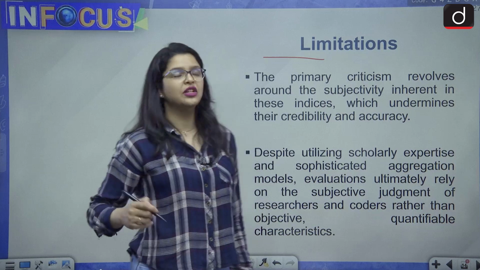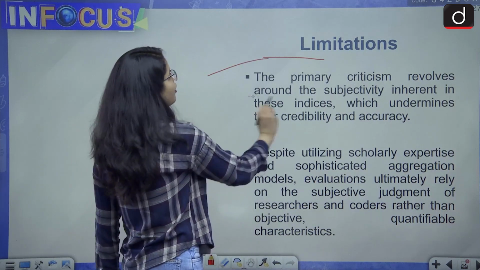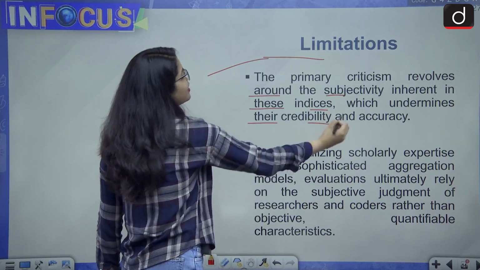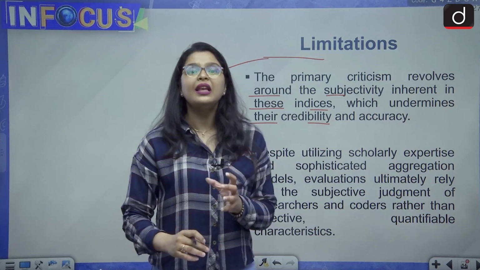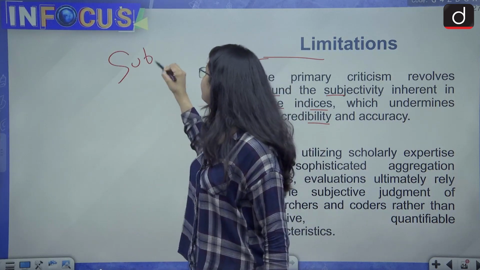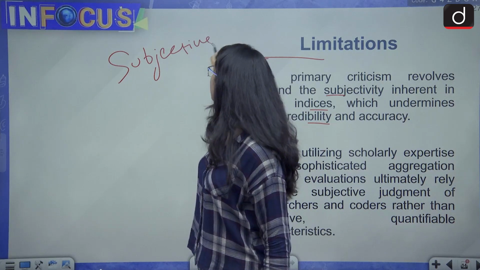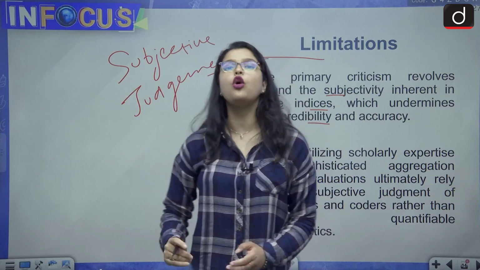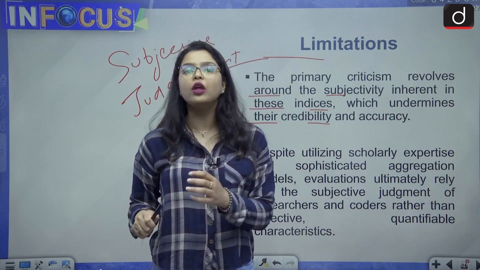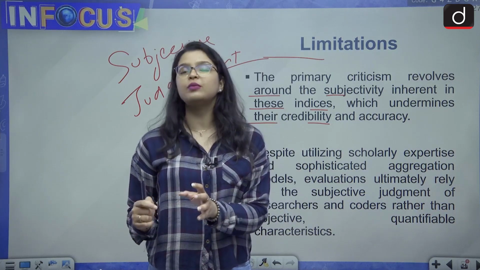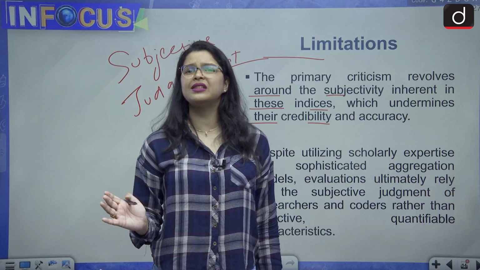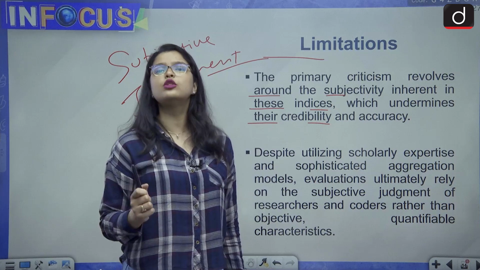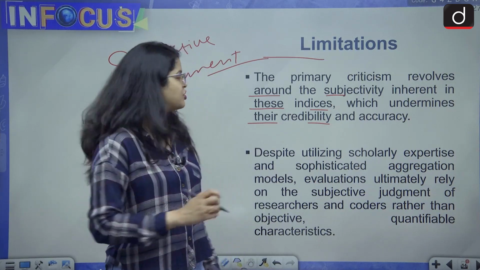They are also saying that yes, the Western media is trying to create a negative image about the developing countries. So the primary criticism revolves around the subjectivity inherent in these indices, which undermines their credibility and accuracy. They rely on the subjective judgment of their panel. They do not rely on the actual facts, they do not rely on actual objective judgment. They follow their own inherent biases that are there with their panel, and that is why the reports and assessments of these global indices are not uniform in nature.